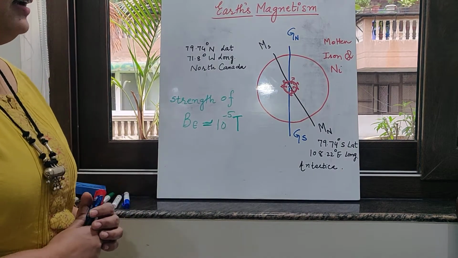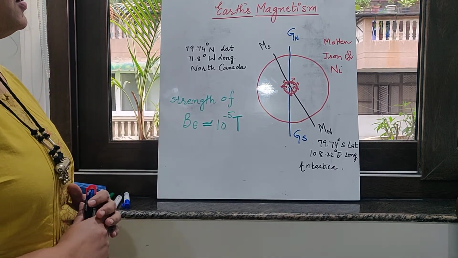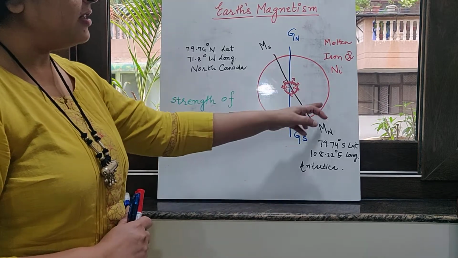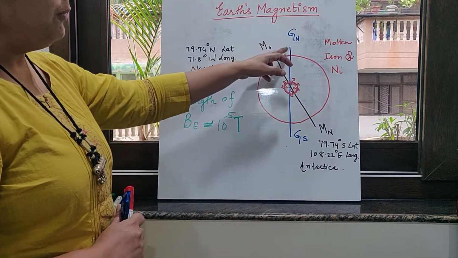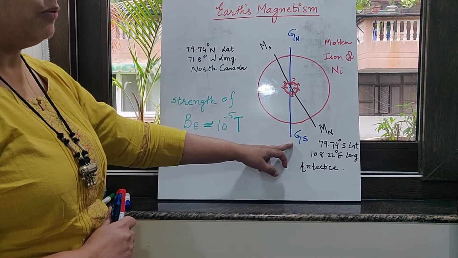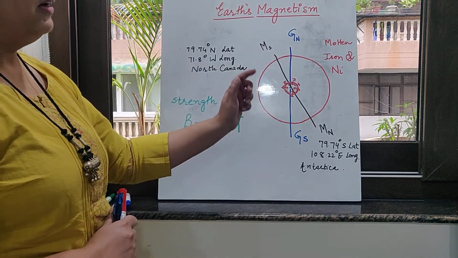Hello everyone. In this video we will be learning about Earth's magnetism. So I have drawn a sphere over here and let us say that it represents Earth. The blue line is representing the geographic north and geographic south of the Earth. That is the axis about which the Earth rotates.